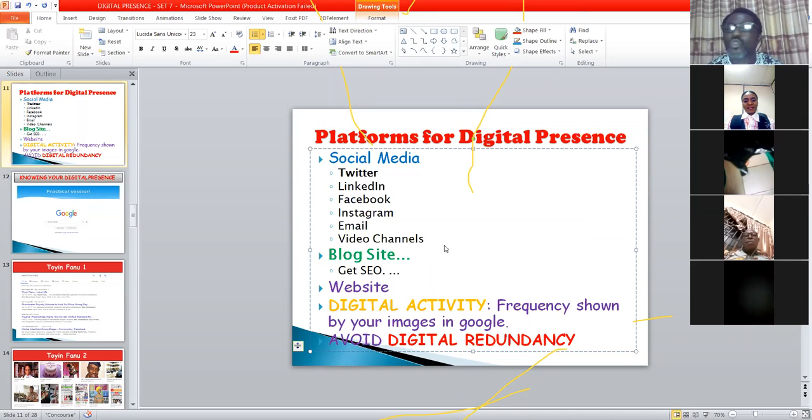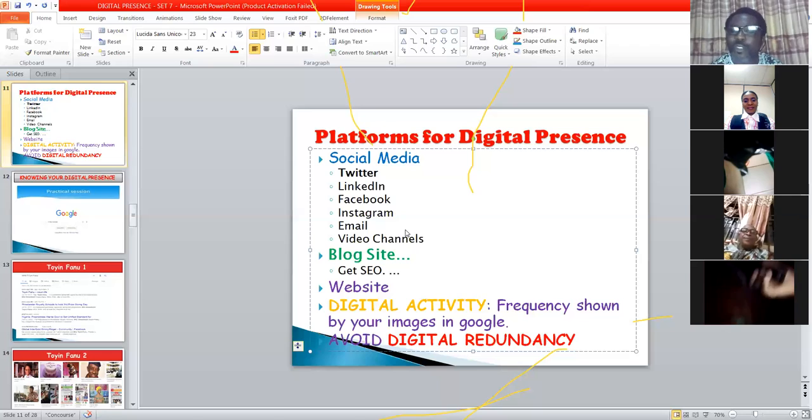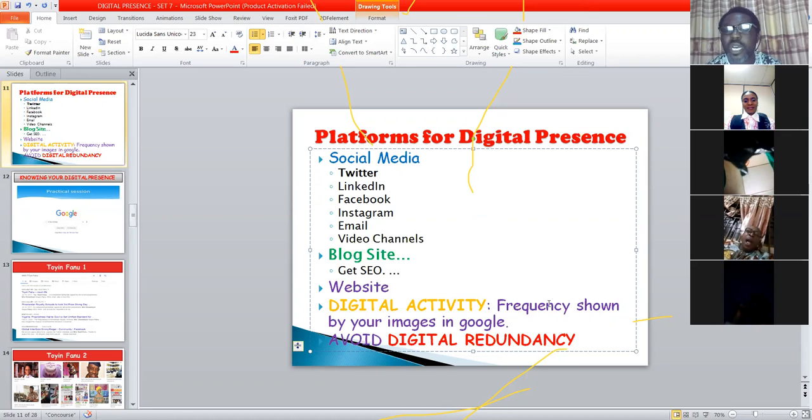Now, blog site, you just don't have a choice. It's either you have a blog site for your person or you have a website for your business. One of them, you just have to get one. The reason is because this is the way. Since you are in this class, that means you are interested in being digital. That's why I always tell people, if you stop at the fundamental class, you are not doing well. You should go ahead and join the blog site class. And digital activity, the frequency, will be shown by your images in Google.